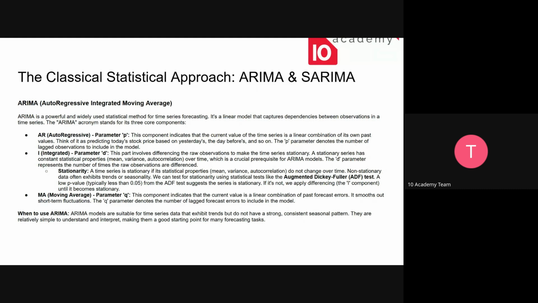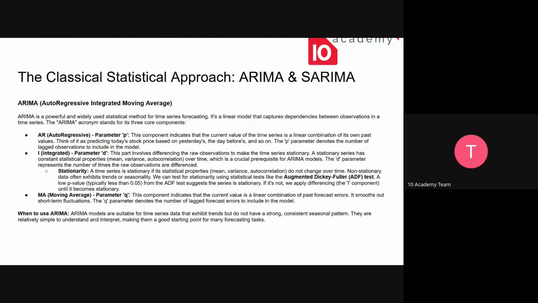So the current value of the time series is a linear combination of its own past values. Think of predicting today's stock price based on yesterday's. Or forget about stocks: if someone told you yesterday that the taxi fee from Megenagna to Hayat was 30 birr, then you can say it's probably 30 today. If it is not 30, it is not going to be 25; at most it will be 35 or something.